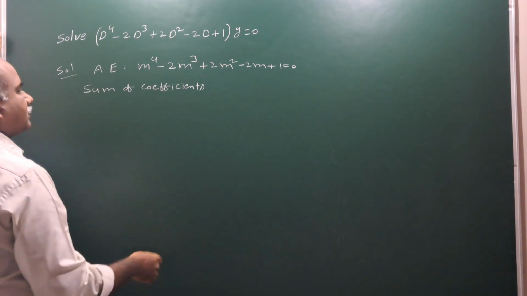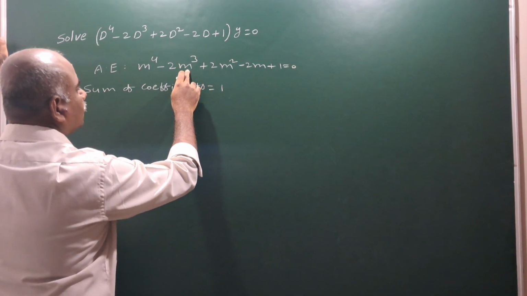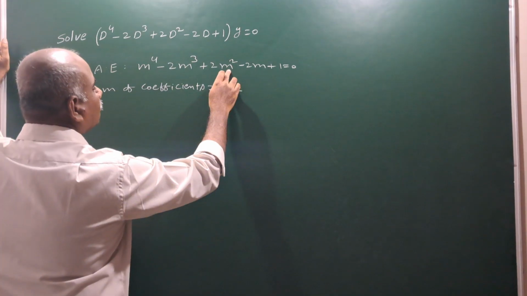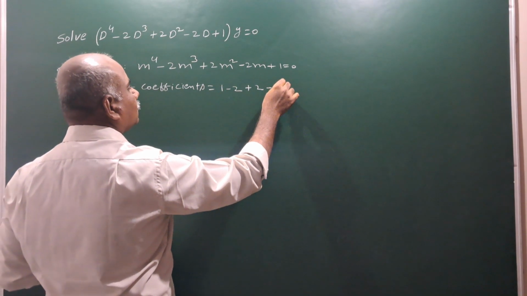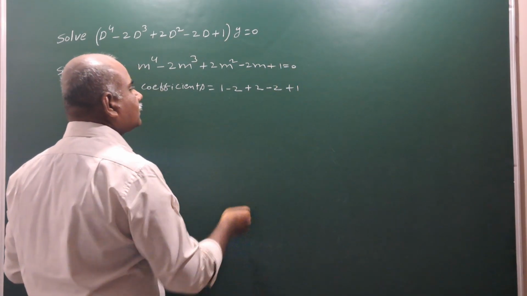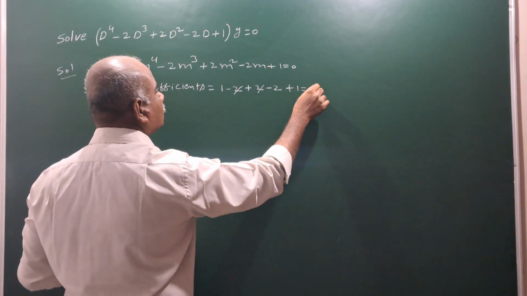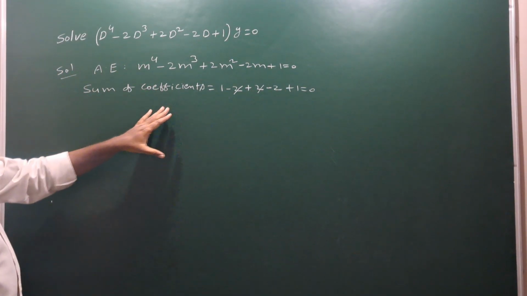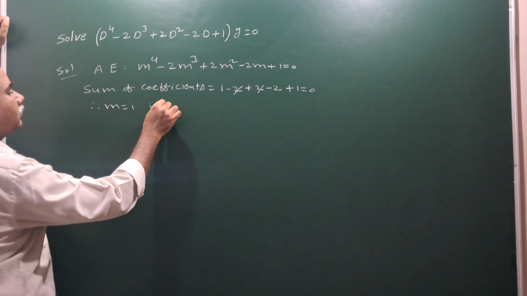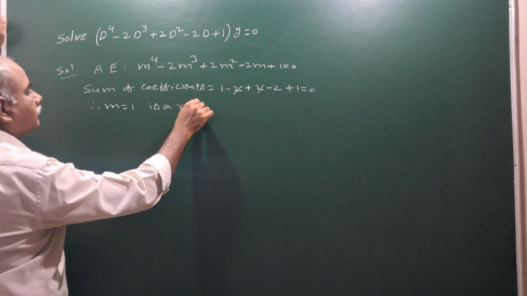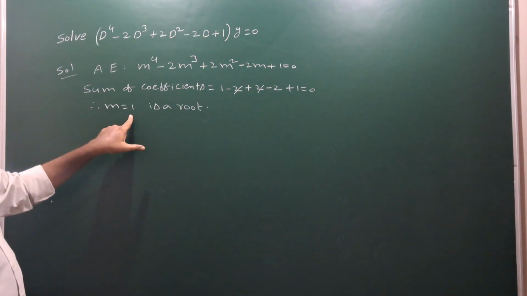Sum of coefficients: the coefficient of m⁴ is 1, of m³ is −2, of m² is +2, of m is −2, and the constant is 1. Minus 2 plus 2 cancel, 1 plus 1 is 2, 2 minus 2 means 0. If the sum of coefficients is 0, then m = 1 is a root. This is the concept. If the sum of coefficients is 0 for any equation, then m = 1 is a root.